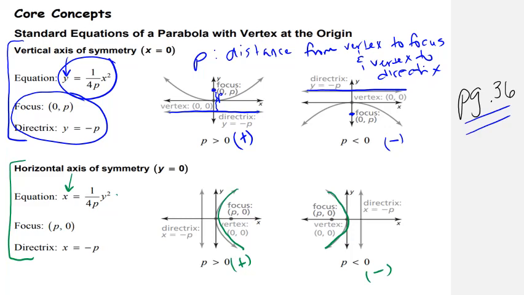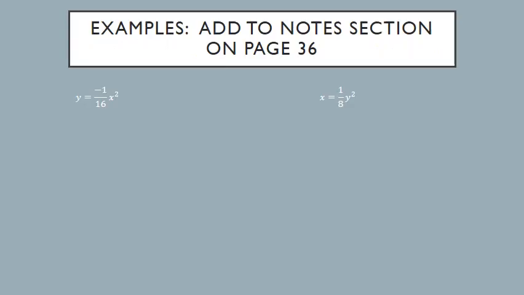Now notice where the focus is though. The focus is always on the inside of the parabola. The directrix is always on the outside of the parabola. So notice how they're written here. Okay, again, I don't want you to necessarily know these. I want you to just find them. So on the next page we'll do some examples that will explain that.